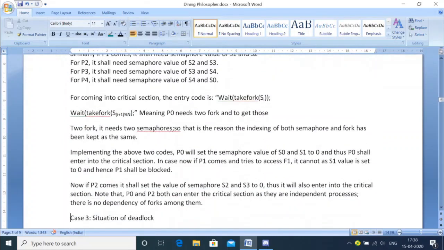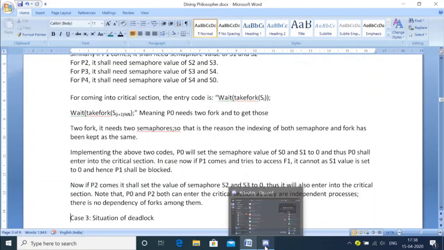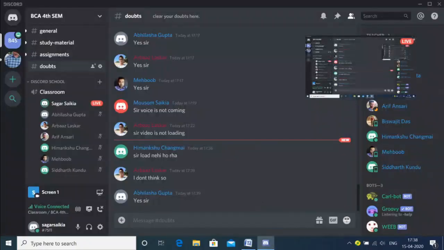Those things you have to know. Okay, sir. So, any query so far? Case 2, then we will go for case 3. Others, type in the chat section if you have a problem.